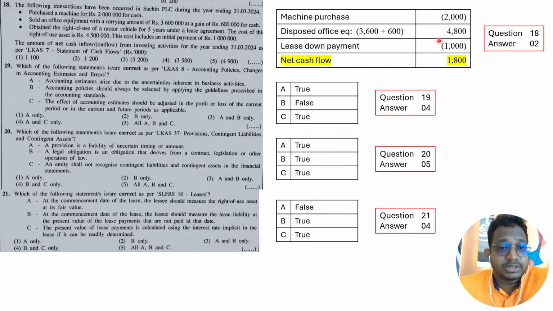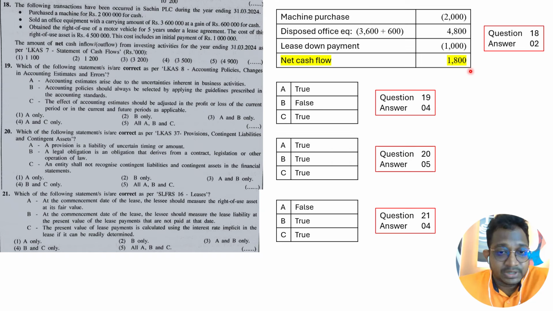And the third one, in the lease cases, the down payment and the direct payment that you are paying initially when you're getting a property based on a lease, it should come under investing activities, right? So your net cash flow is 1,800, a plus value.